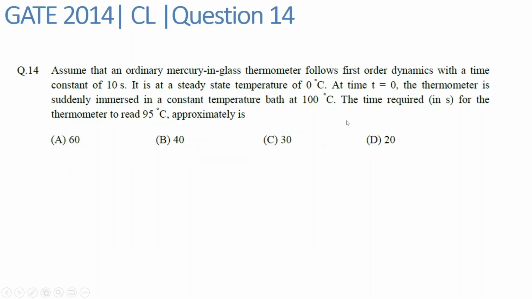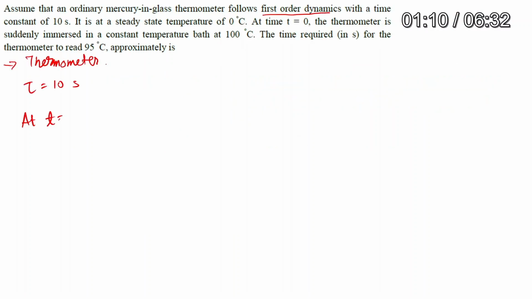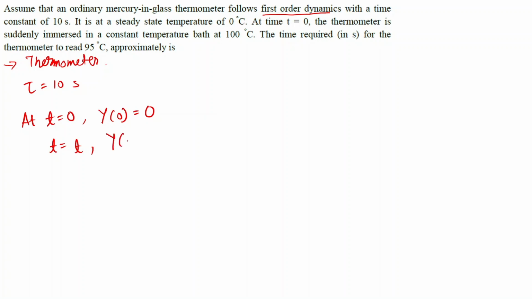Hello everyone. We are solving question 14 of GATE 2014 chemical engineering paper, and the subject related to the question is instrumentation and process control. And we have the question. I have just read the question, so I will skip the question reading part. Time constant, at time t equal to 0, constant temperature bath at 100 degrees Celsius. The time required for the thermometer to reach 95 degrees Celsius. So let's consider the time taken by the thermometer to reach 95 degrees Celsius is T. Then at y of t, we have been given the temperature as 95 degrees Celsius.